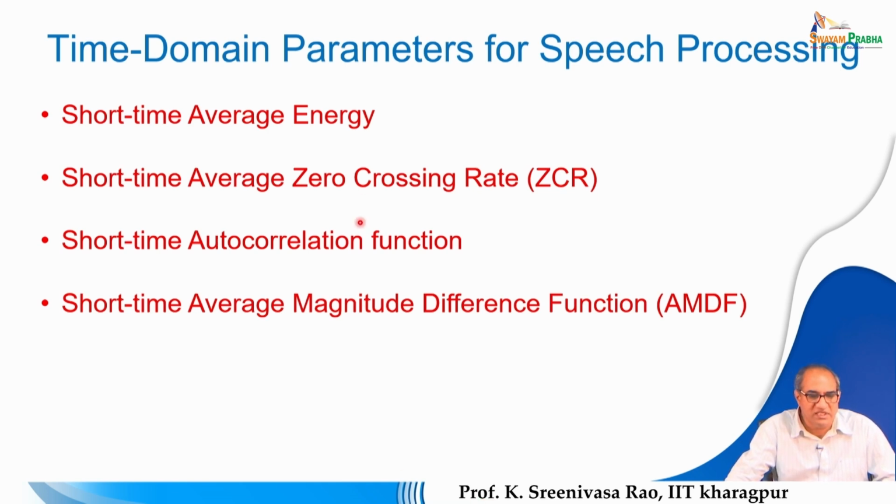Here you can see that we have listed the four important features which can be extracted directly from a speech signal in the time domain, and which are useful for various speech tasks. These four time domain features are extensively used in various speech tasks: short term average energy, short term average zero crossing rate, short term autocorrelation function, and short time average magnitude difference function. These four features are very extensively used in speech processing for various tasks.